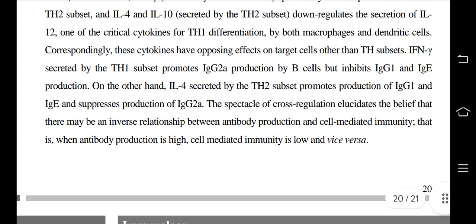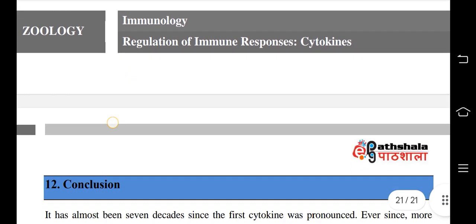So correspondingly, the cytokines have opposite effects on target cells other than Th subsets. IFN gamma secreted by the Th1 subset promotes IgG2a production by B cells but inhibits IgG1 and IgE production. On the other hand, IL-4 secreted by the Th2 subset promotes production of IgG1 and IgE, and suppresses production of IgG2a. The spectacle of cross-regulation elucidates the belief that there may be an inverse relationship between antibody production and cell-mediated immunity. That is, when antibody production is high, cell-mediated immunity is low and vice versa.